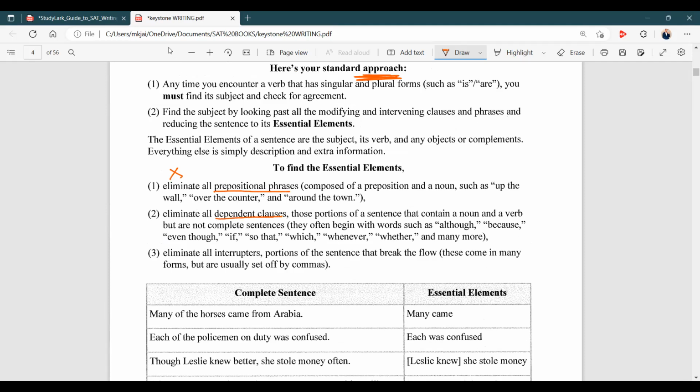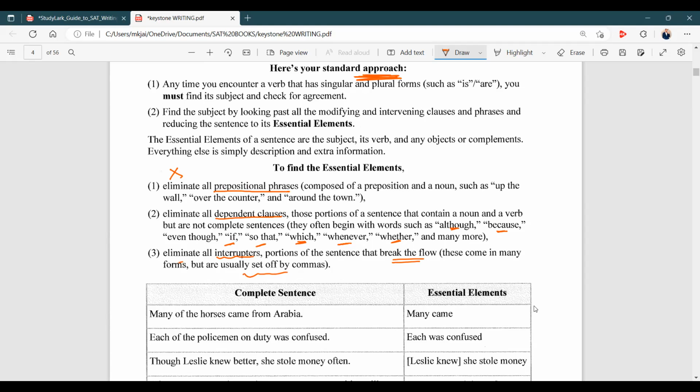What do I mean by dependent clauses? Something that should not stand by itself, those beginning with these words. Whenever you find, for example, because, it means you have a dependent clause marker. Eliminate all interrupters. What do I mean by interrupters? Anything between two commas. They break the flow of the idea.